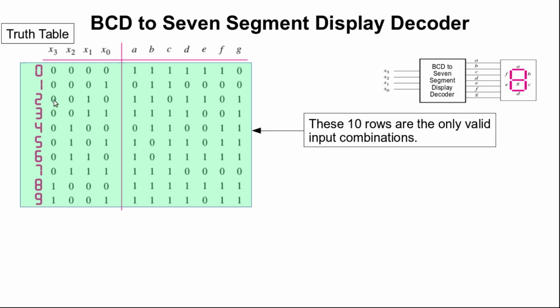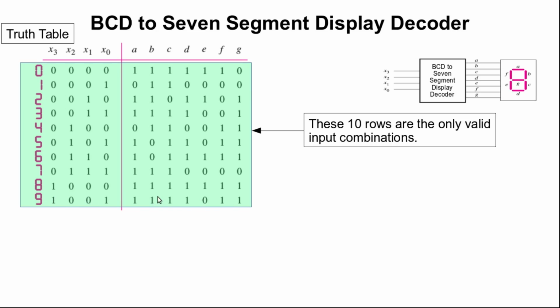Same thing for the next row, where the input combination is 0 0 1 0, and this represents decimal digit 2. And if we have to display 2, then all LEDs should be on except F and C. So C should be 0 and F should be 0. All other LEDs should be 1. So like this, we determine the output value for each of the rows.